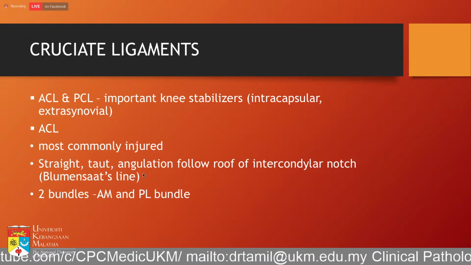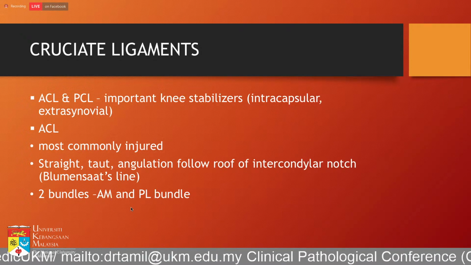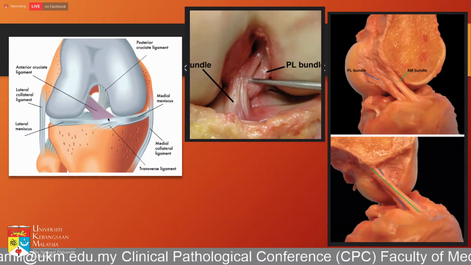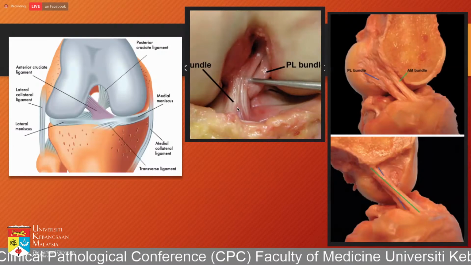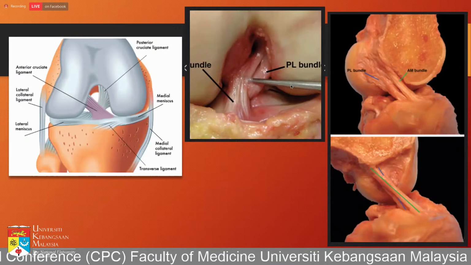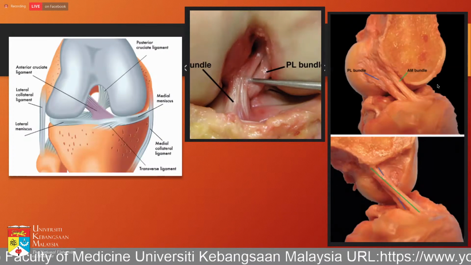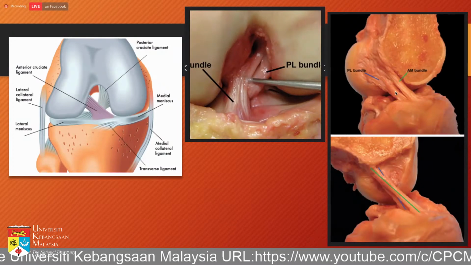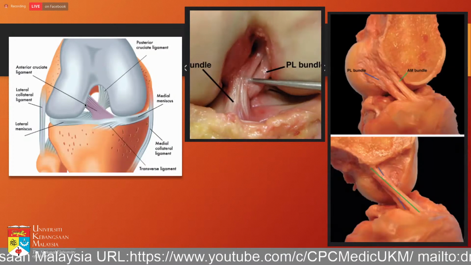The anterior cruciate ligament is made up of two bundles: the anteromedial bundle and the posterolateral bundle. So that's the diagram. This is what should be seen for the anterior cruciate ligament on the coronal view, or the AP projection. And when you look at the lateral aspect, the AM bundle is located anteriorly, and the posterolateral bundle is located posteriorly, and they all insert at the medial aspect of the lateral femoral condyle.